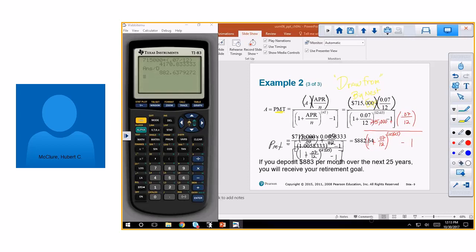And this is not supposed to be 15, it's supposed to be 25. There. I don't understand why, in the previous problem, they just screwed that slide up.